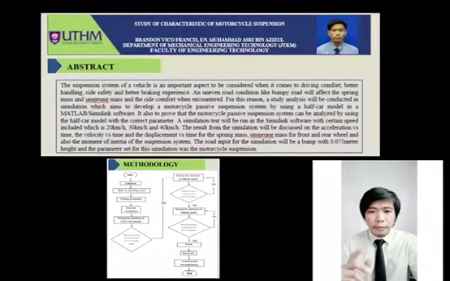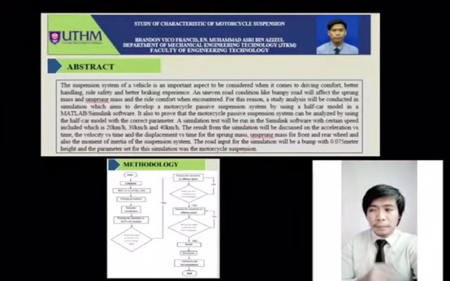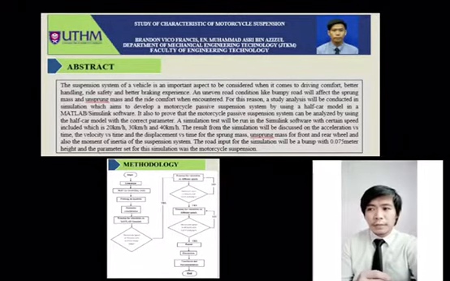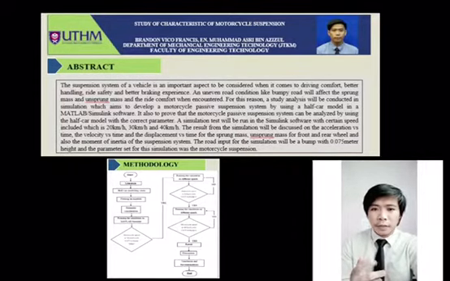So the height of the bump is 0.075 meter and the width of the bump is 0.4 meter. The block diagram represents the whole system of the Halfcar model suspension system. It also represents the sprung mass, the unsprung mass for rear and front, and the moment of inertia, which is the pitch of the Halfcar model.